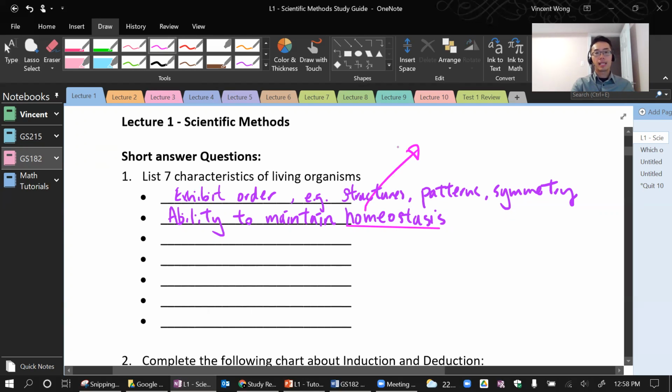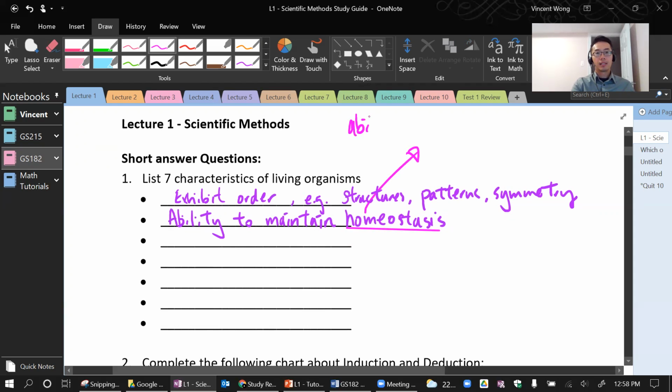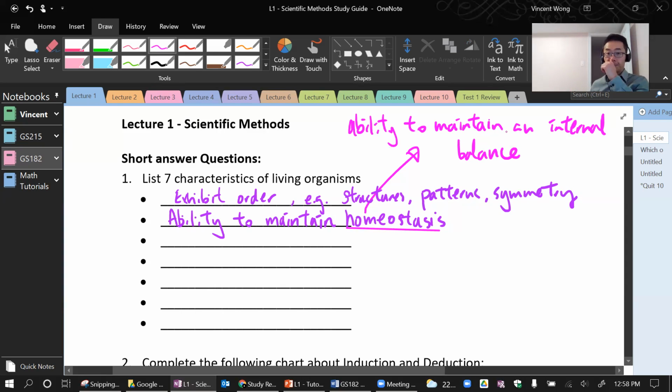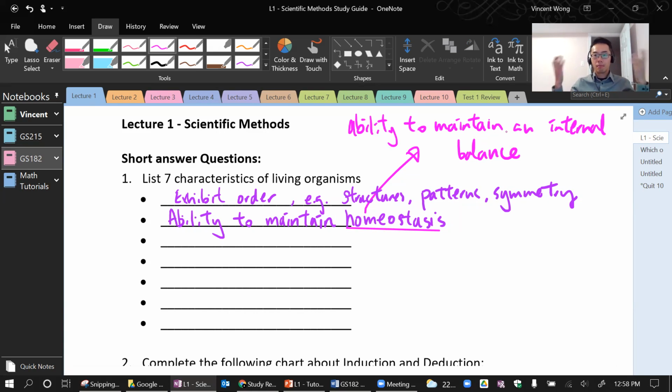Homeostasis is the ability to maintain an internal balance. The simplest example to demonstrate this is humans. We are warm-blooded. That means we maintain an internal body temperature of 37 degrees Celsius, and that is homeostasis.